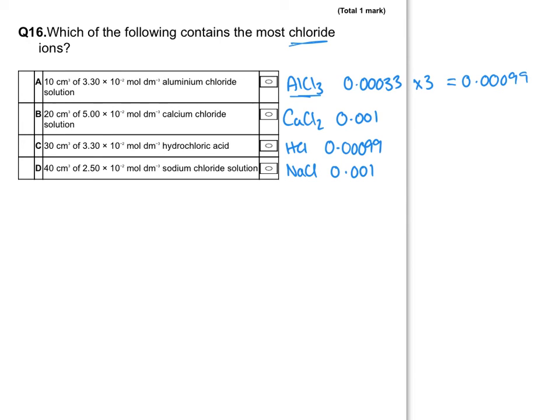This one, for every 1 mole of calcium chloride, you're going to end up with 2 moles of chloride ions. So we need to times it by 2. This one just gives us 1, so that is the number of chloride ions as well. This one just gives us 1, so that's also the number of chloride ions. So now we've done that, we can see which one contains the most, which is B.